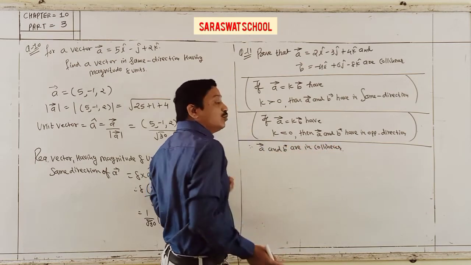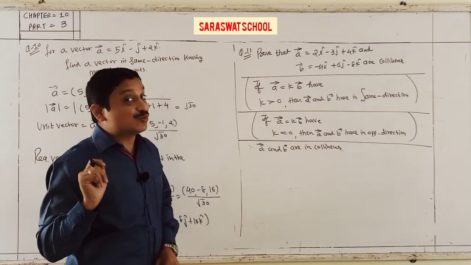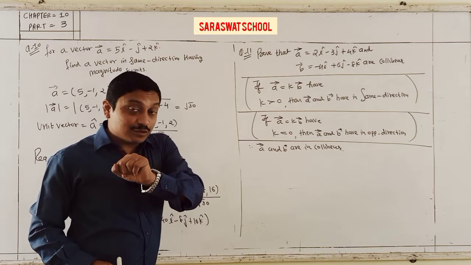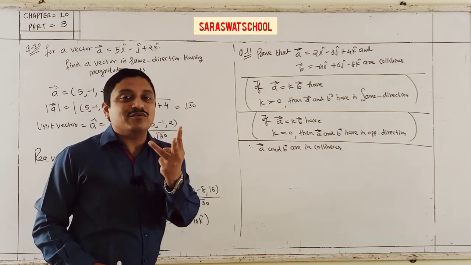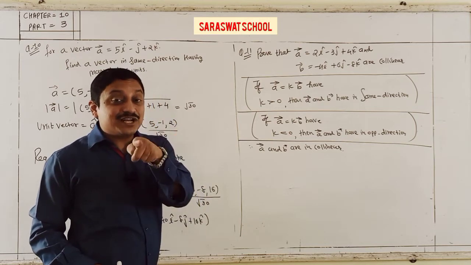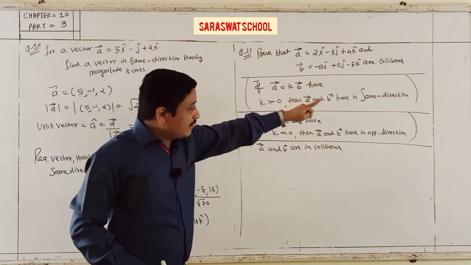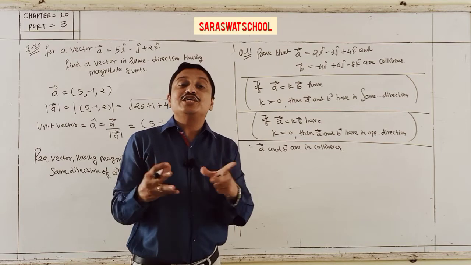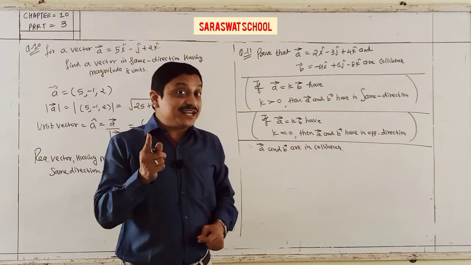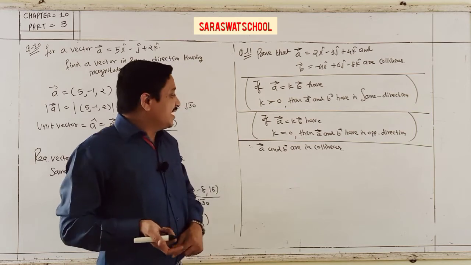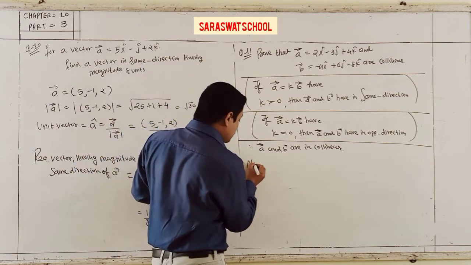If you prove same direction or opposite direction, it is collinear. But if you prove different direction, then it is non-collinear. So there are 3 types of directions: same directions, opposite directions, and different direction. Same and opposite are covered under collinear, but different direction is covered under non-collinear. Yes, just like a triangle. Now I go to our solutions.